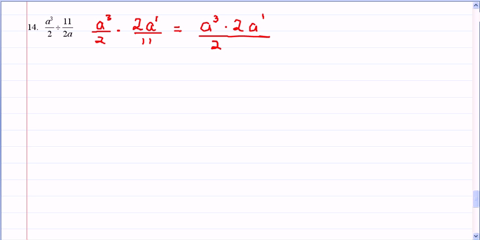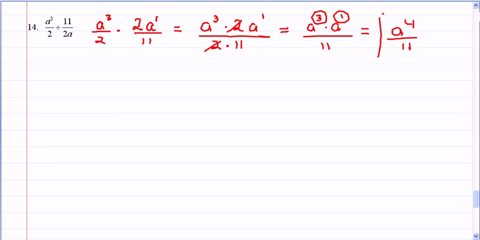over 2 times 11. And I can cancel the 2's. So a cubed times a to the first over 11. And the only remaining step that you can do here is add the powers of the a, and the final answer is a to the fourth over 11.